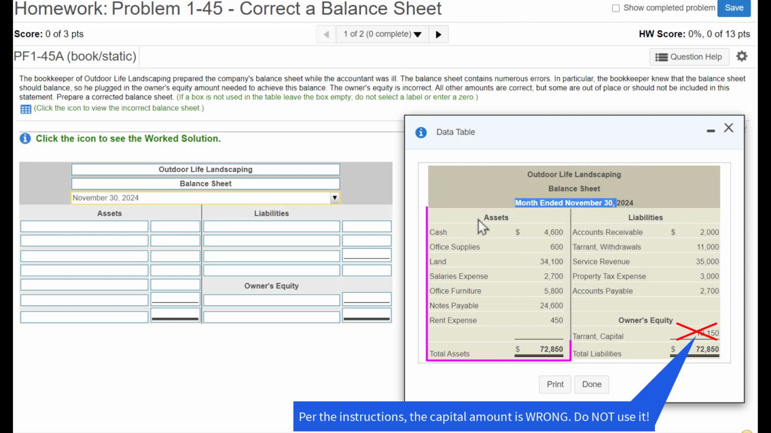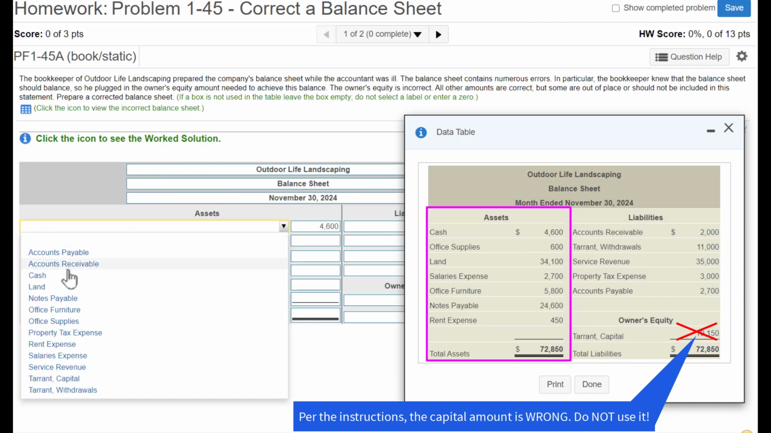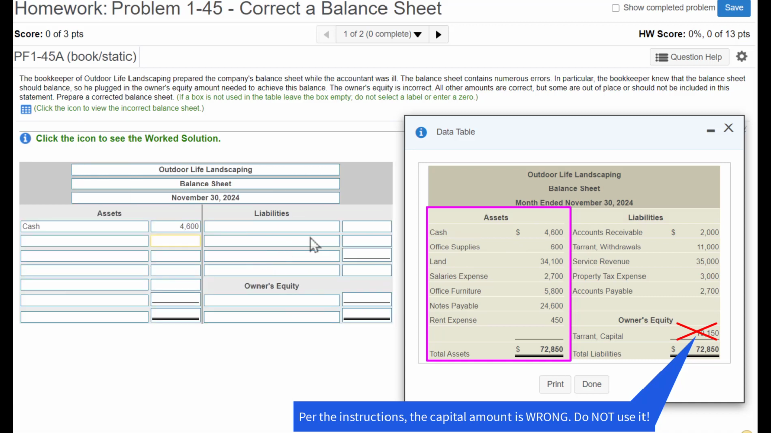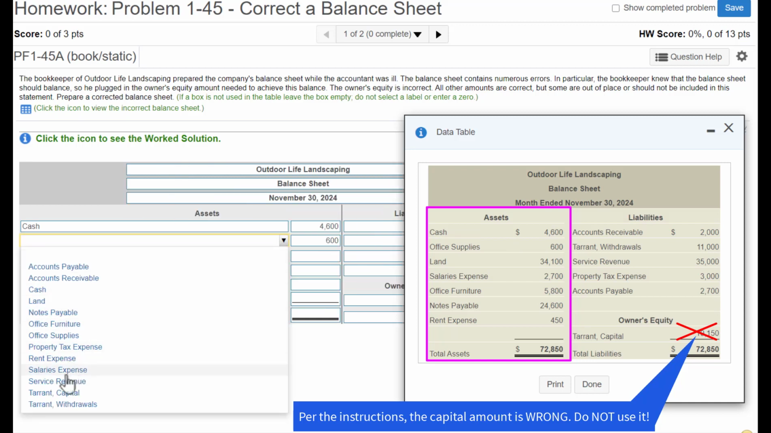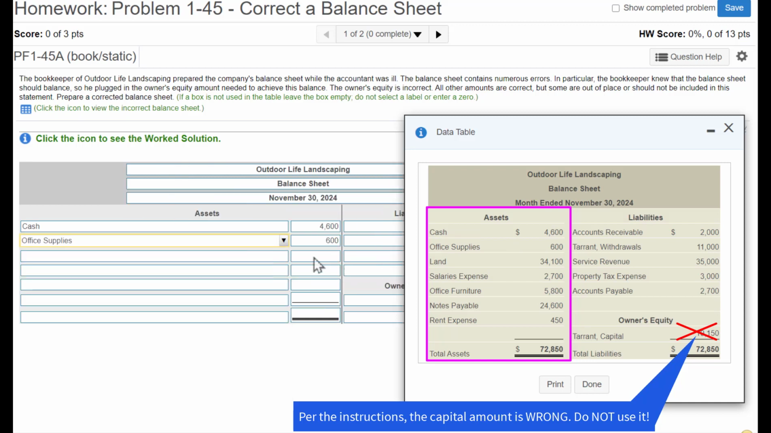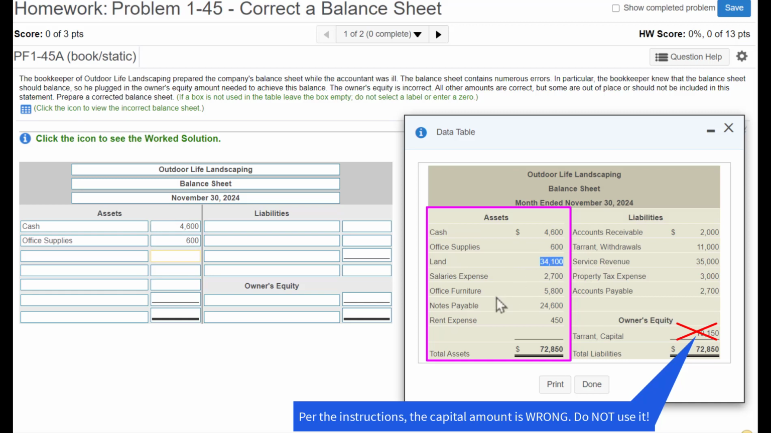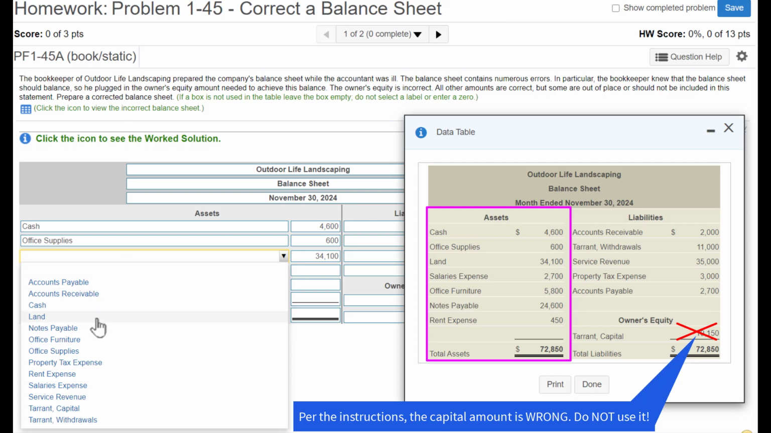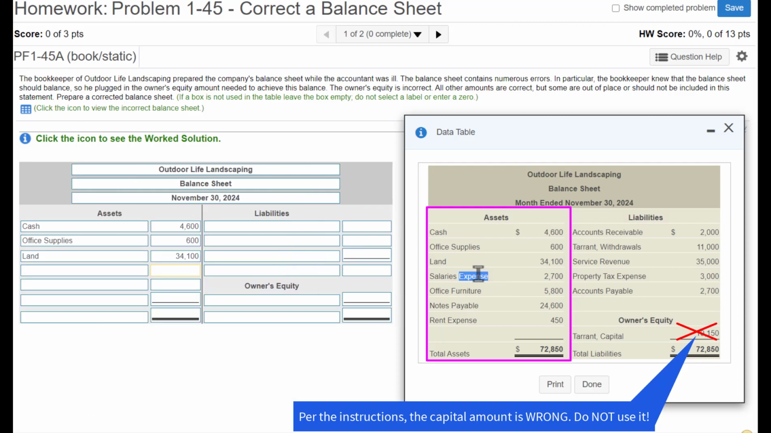All right. So now let's work on the asset section. So should cash be here? Is cash an asset? Yes, that's correct. So he got that right, at least. Now, how about office supplies? Is that correct? Yes, that's correct. $600. That is an asset. Office supplies. And then land is an asset. I don't know why it's only $34,100. It's really cheap land. And then salaries expense.